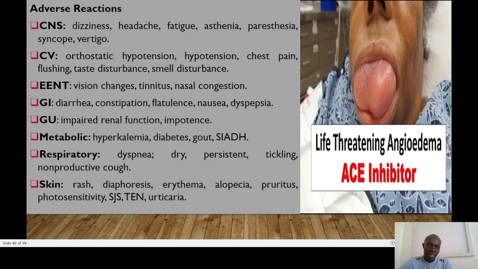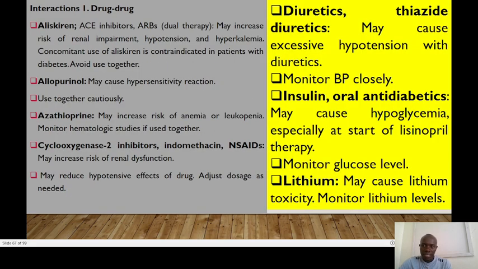One of the most threatening side effects is angioedema, and you have to stop the drug because of this. This is a life-threatening side effect. The others can be listed in terms of interaction. For drug-drug interaction, we have the ACE inhibitors and angiotensin receptor blockers. If you have dual therapy, they may increase the risk of renal impairment, hypotension, and hyperkalemia.